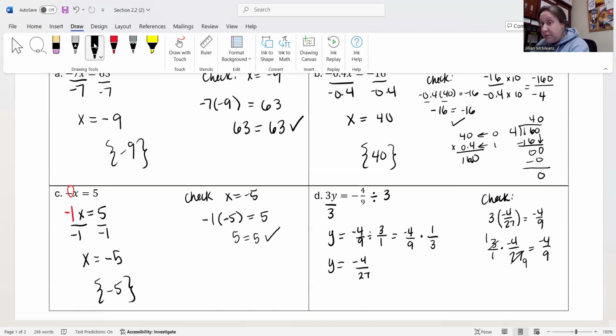So now let's clean up the left-hand side. I have 1 times -4. My denominator is 1 times 9, and that just so happens to equal exactly -4/9. So we were able to check it. Our solution of -4/27 is good, so we're going to write it in set notation.